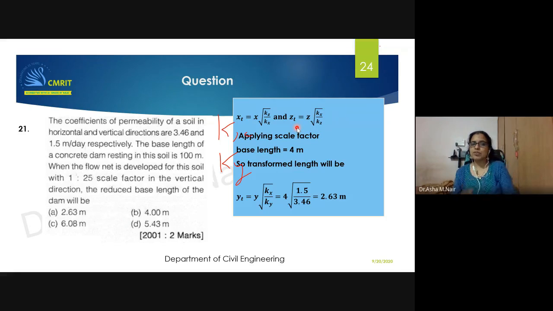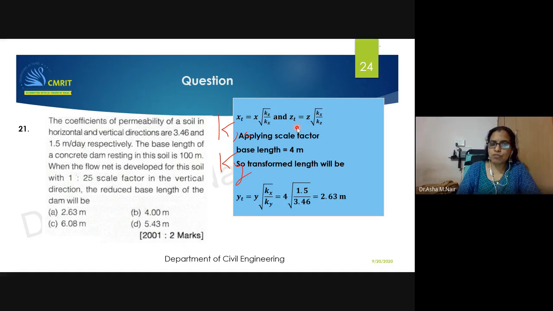Please note, whatever we are doing in the flow net, everything is a two-dimensional representation. So how do we do this? First, we have to scale the base length, that is 100 meters, which should be scaled down, that is 100 divided by 25 is the scale factor. So what will be the base length of the dam? The base length of the dam will be just 4 meters.